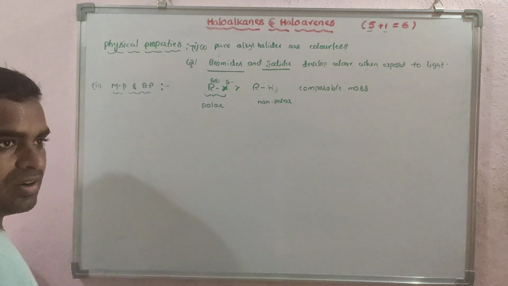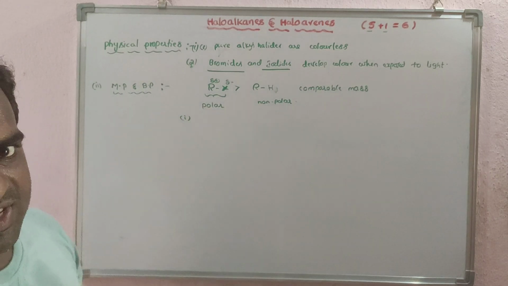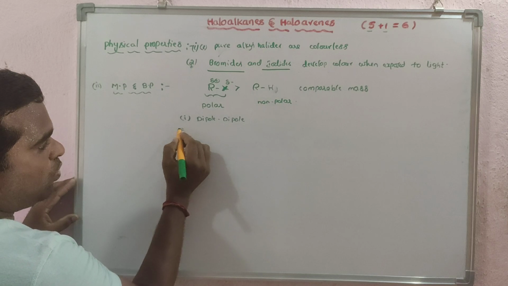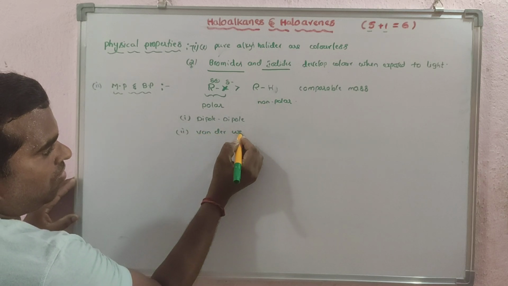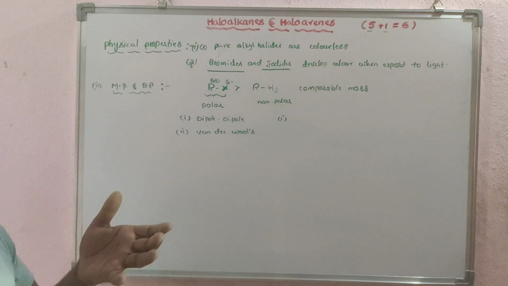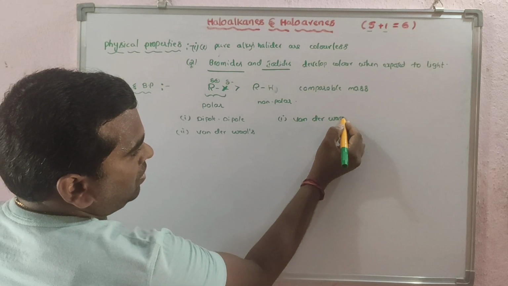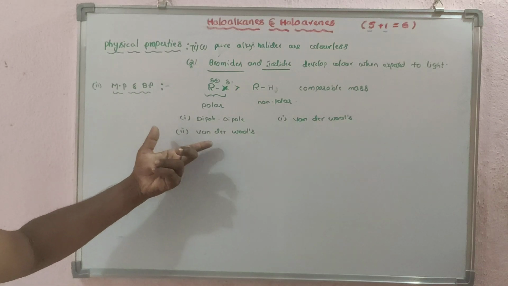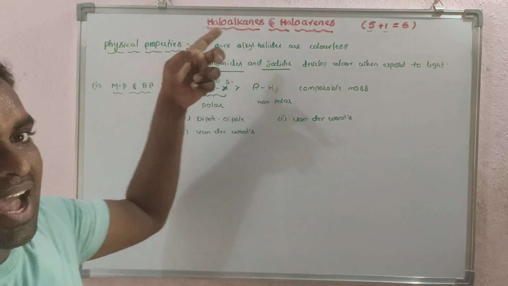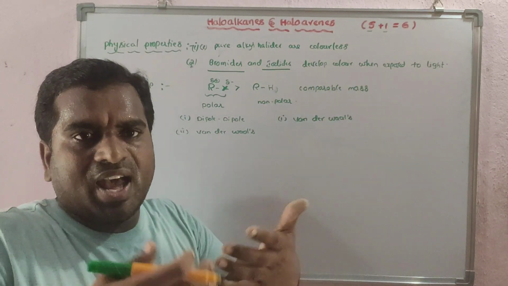Clear? If polar molecules are there, then two types of intermolecular forces exist: one is dipole-dipole interactions, and the second one is van der Waals interactions. But in non-polar molecules, there is only one type of intermolecular attraction, van der Waals attractions. So two types of attractions are present among the alkyl halides, and boiling points of alkyl halides are higher than the alkanes of comparable masses. Clear? Greater the attractions, higher will be the boiling points.